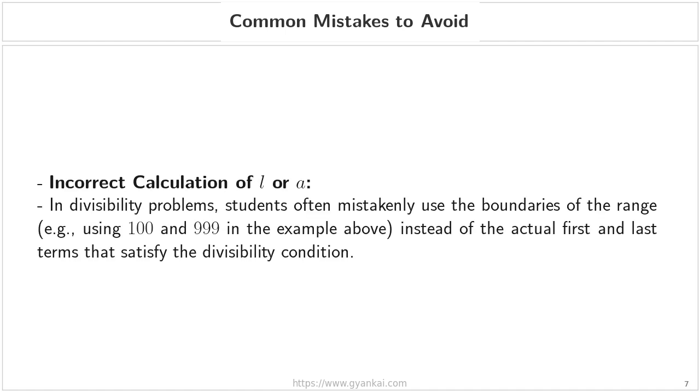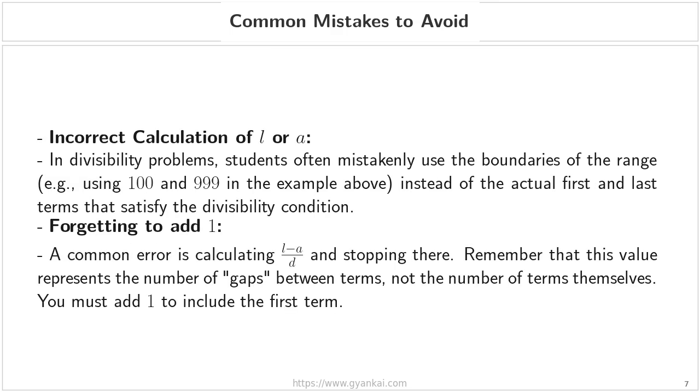First, be very careful with the incorrect calculation of your first term, a, or your last term, L. In the divisibility example we just worked through, many students make the mistake of using the boundaries of the range, like using 100 and 999, instead of finding the actual first and last multiples of 7. Always remember, you must find the specific terms that actually belong to the sequence, not just the start and end of the range.